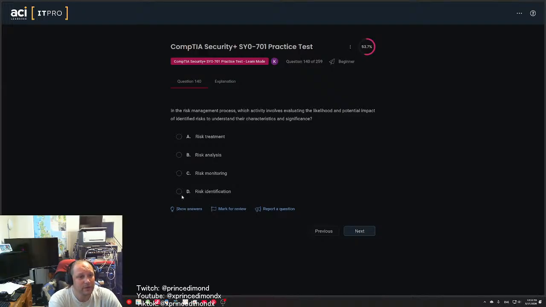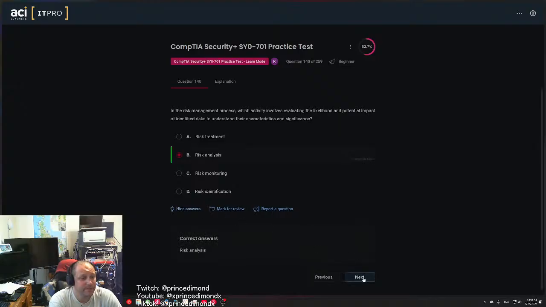Maybe not. In the risk management process, which activity involves evaluating the likelihood of potential impact of identified risks to understand their characteristics and significance? The likelihood. So that's going to be risk analysis, right? That's going to be your risk analysis. Yep.